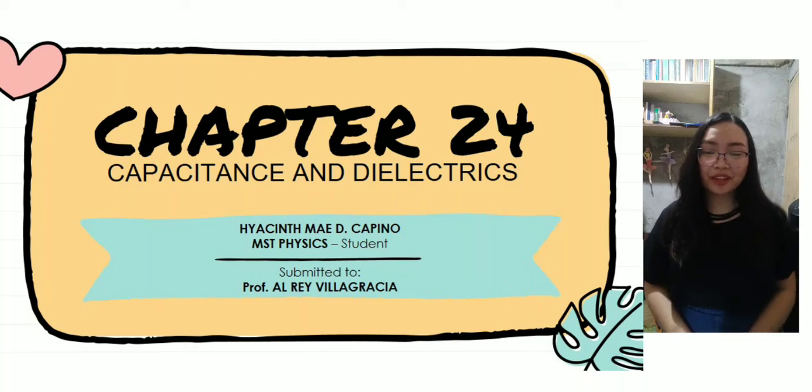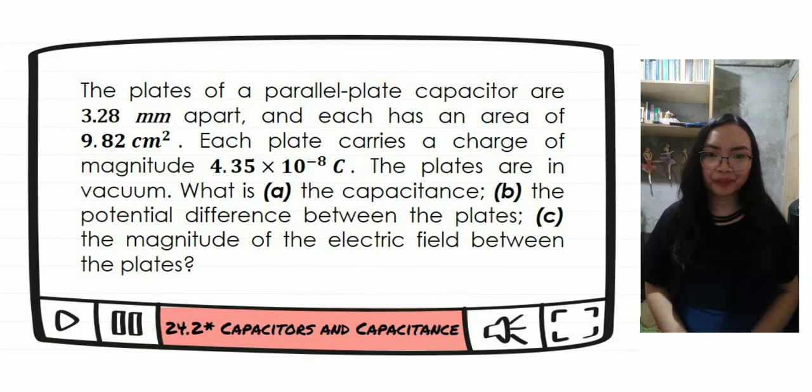I'm Hyacinth Megapino, and I'm here to discuss 3 problems in Chapter 24, Capacitance and Dielectrics, as part of our requirements in Electromagnetism for teachers. So let's start with the first problem. This is from 24.2, which deals with capacitors and capacitance.